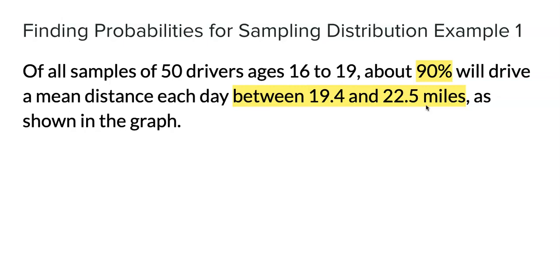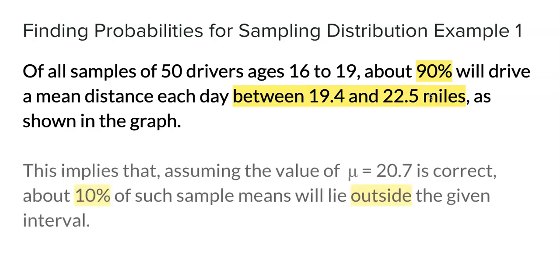I don't think this is necessarily true nowadays because I don't know if you guys are driving at all, but I don't drive at all nowadays because we're all stuck at home. All right. This implies that assuming the population mean is really 20.7 miles, then about 10% of such samples will lie outside a given interval.